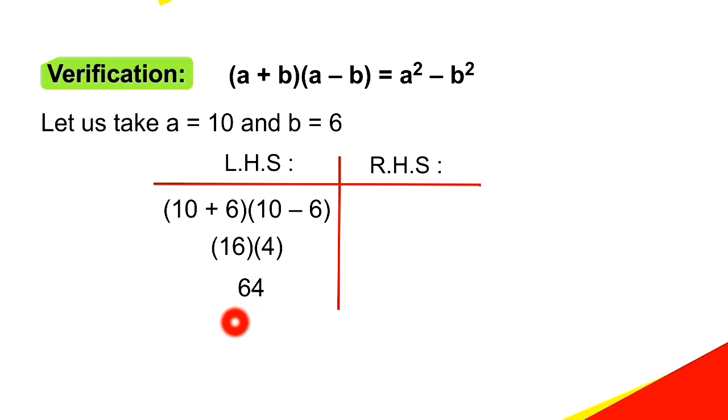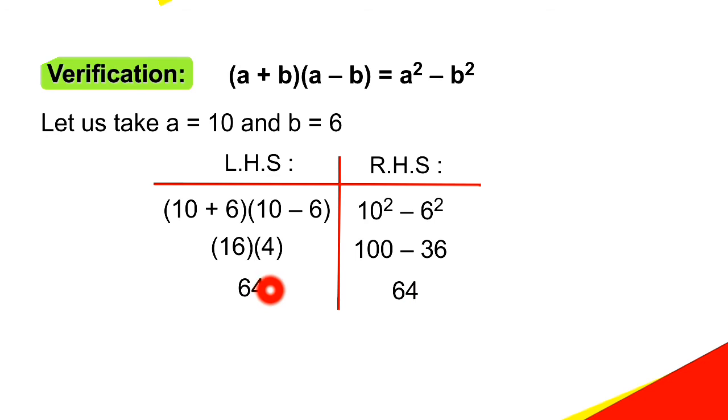Now we are going to do the RHS side. Now I am substituting the values. 10 square minus 6 square. 10 square in the sense? Right, that is nothing but 100. 6 square in the sense 36. 100 minus 36. Students, can you try it? Right, very good. The answer is 64.